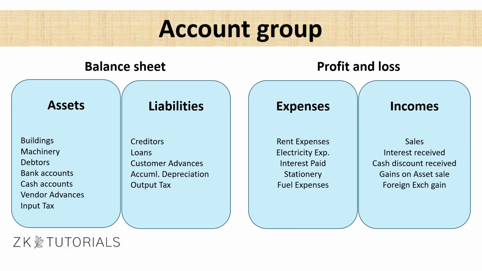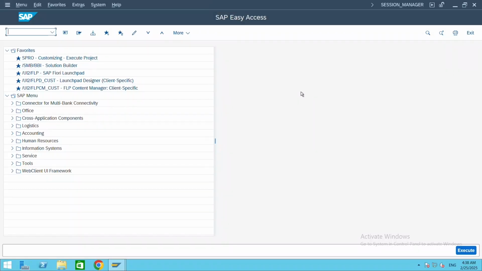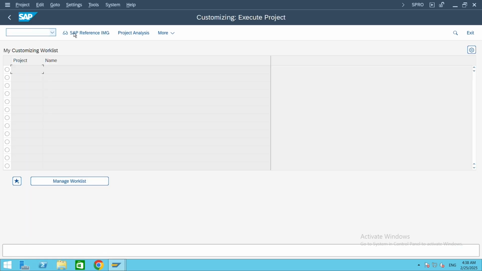This is all about account group. Now we will dive into the concept of configuration, how to create an account group. Go to the SAP screen, log into SAP, and go into SPRO. Use the transaction code SPRO and click on SAP Reference IMG.